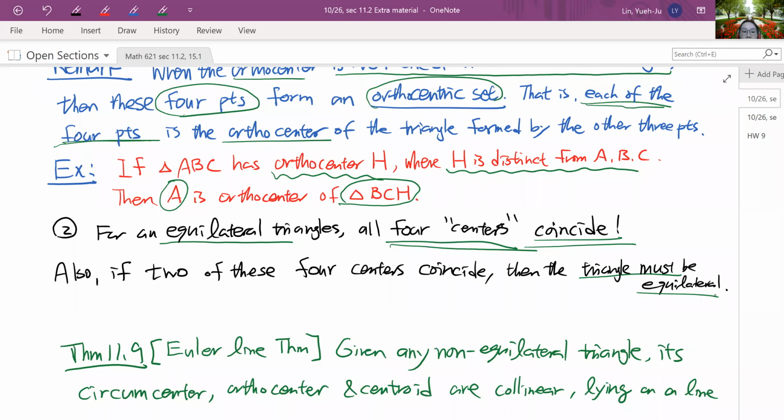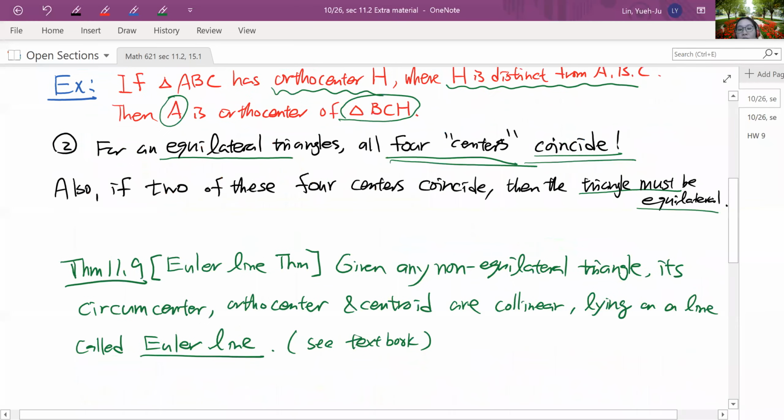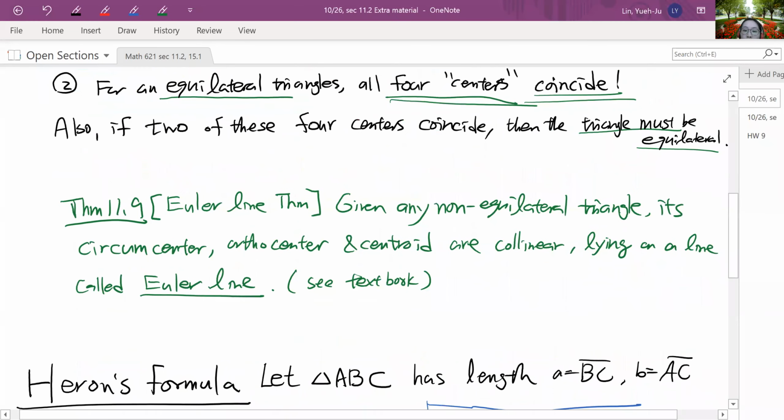Okay, so there's some good features here. And the last thing, this extra thing, is also quite cool, but I'm not going to prove it. The proof is in the textbook. If you're interested in it, you can actually read it. They have some nice extra things, but we don't really have time to go through every one of them. So this is what we call the Euler line theorem.